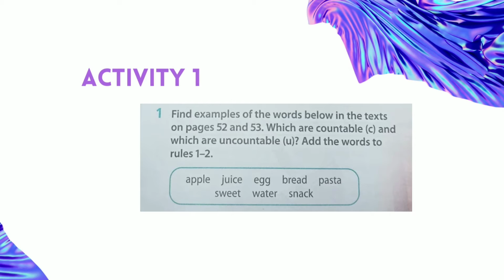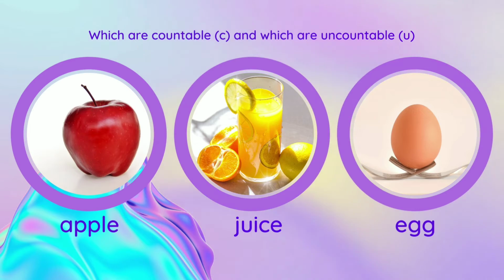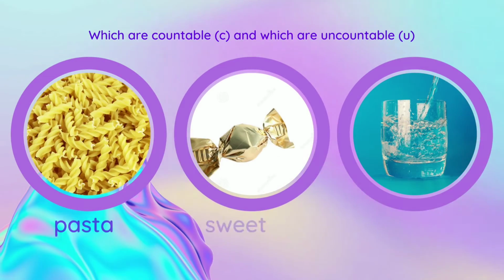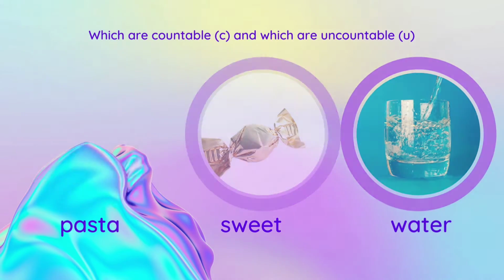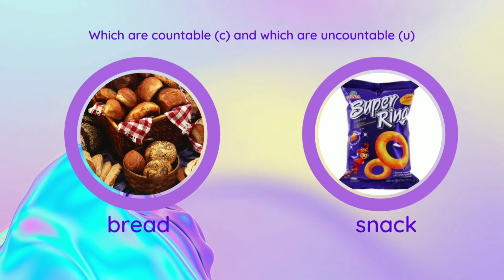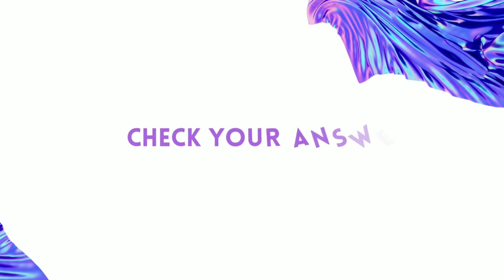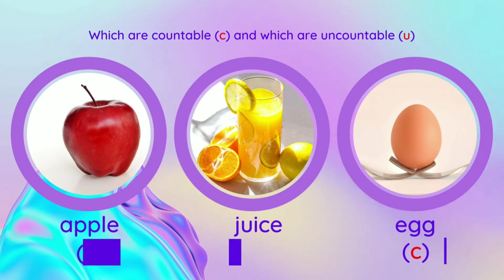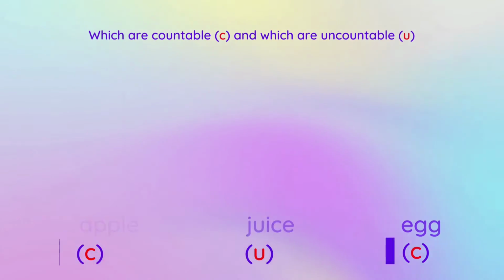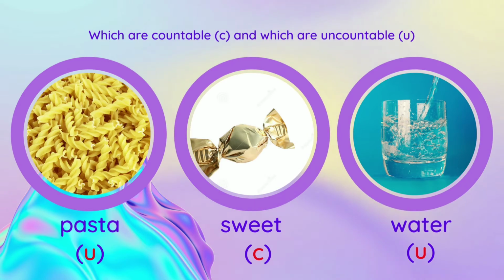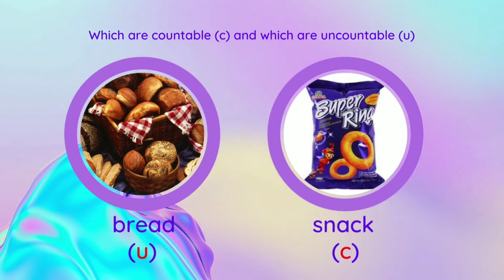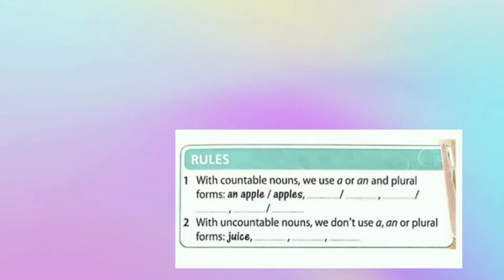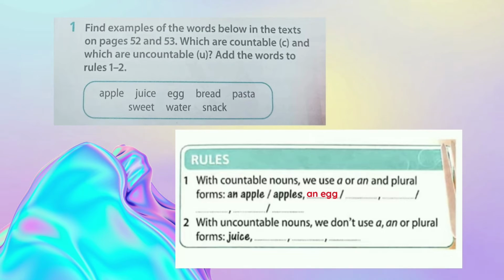Activity 1. Find examples of the words below in the texts on pages 52 and 53. Which are countable? Please write C. And which are uncountable? Please write U. Add the words to rules 1 and 2. Now, check your answers. Now, add the words to rules number 1 and 2.